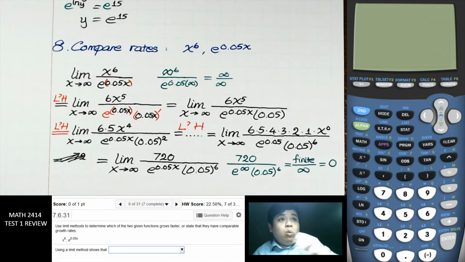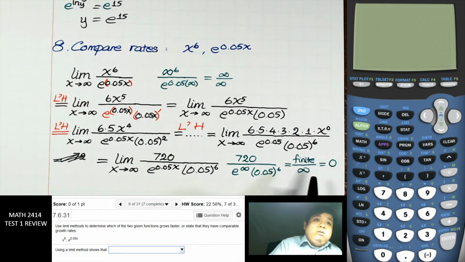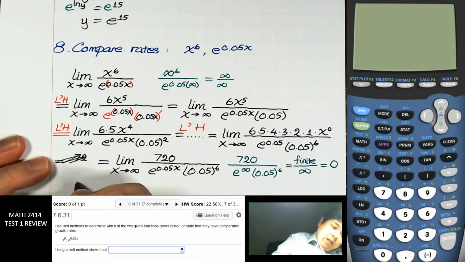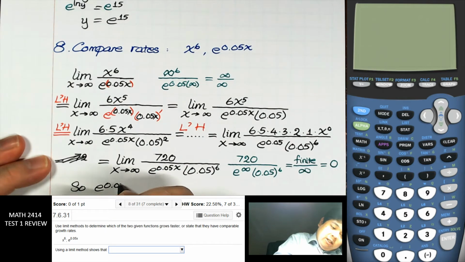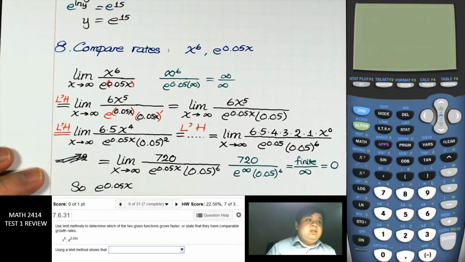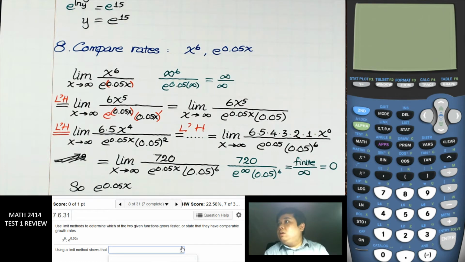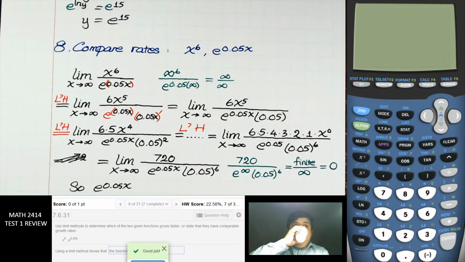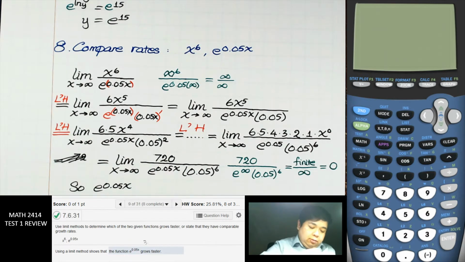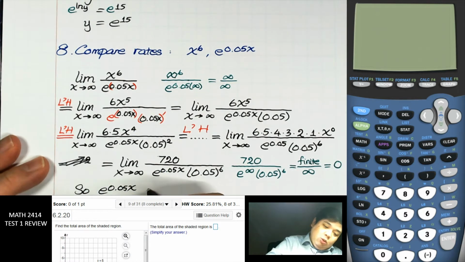Not only that, what we see is the top is going to be finite, the bottom is infinity. So obviously the bottom will go faster than the top. So e to the 0.05x goes to infinity faster. So this one grows faster.